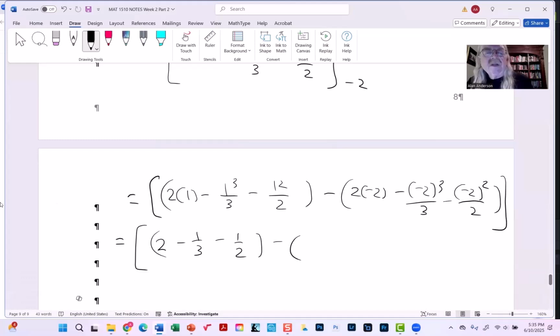Okay, so on the left-hand side, we have 2 minus a third minus a half. On the right-hand side, we have -4. So now -2 cubed is -8. This becomes +8. And then -2 squared is 4. So we have -4 halves.